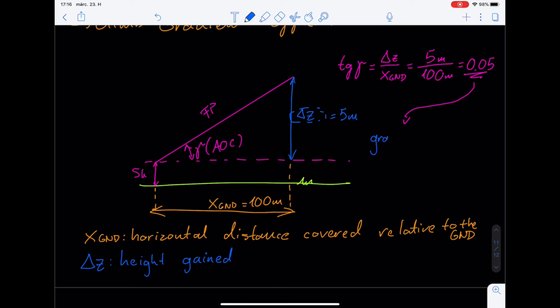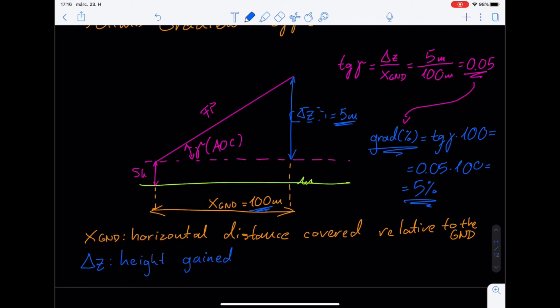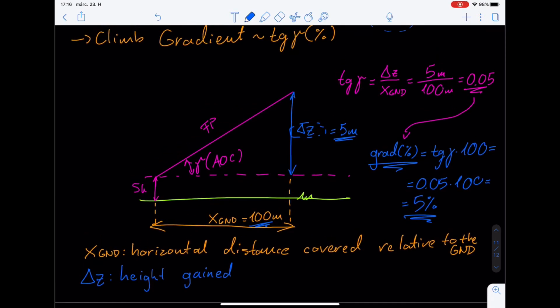So what we say is gradient in percentage is the tangent of the gamma times 100. Therefore, in this example, it is 0.05 times 100. So therefore, 5%. So the gradient in this example, if you cover 5 meters vertically for every 100 meters you cover on the ground horizontally, then your gradient in percentage is 5%.